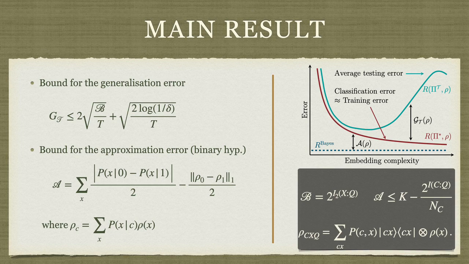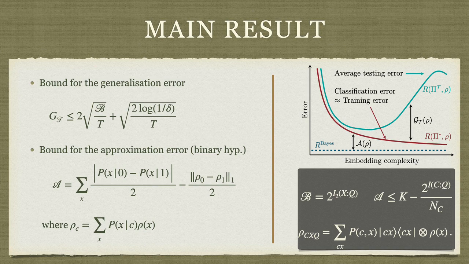So in this slide, now I summarize the main results of our theoretical analysis. We have shown that the generalization error is bounded by this B quantity divided by the number of training samples, while the approximation error depends on the properties of the average encoding states, namely the ones defined below. So both the quantities entering in the generalization and approximation errors can be expressed using entropies, as we can see from the equations on the right below the figure.